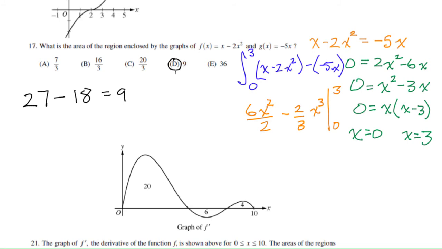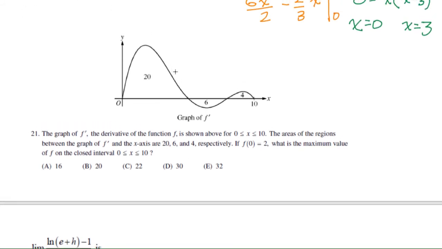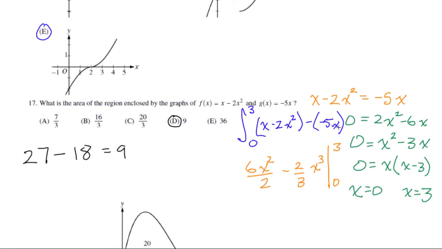Any questions? I can re-explain it if someone wants it. All right, then we're going to go on to number 21. That will be the end of the video. What happened to the 5x? The minus minus 5x was being absorbed by this other x. So this x and this minus minus 5x made a 6x. Yeah, good question.